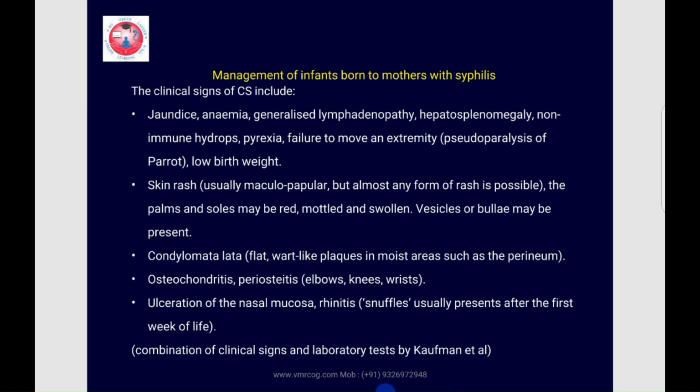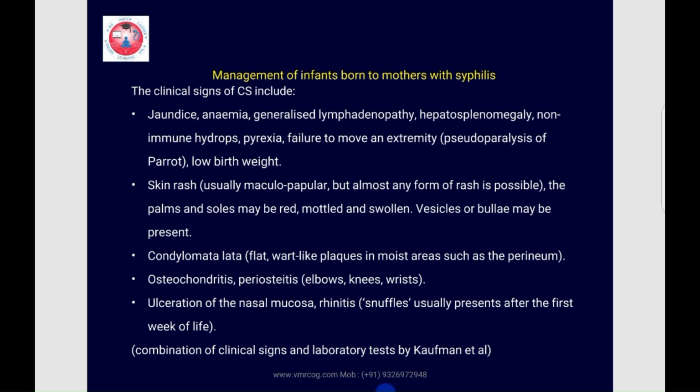Now let's see the management of infants who are born to mothers with syphilis. The clinical signs of congenital syphilis we have initially seen: jaundice, anemia, generalized lymphadenopathy, hepatosplenomegaly, non-immune hydrops, pyrexia, failure to move an extremity, that is pseudo-paralysis of Parrot, and low birth weight. These are the clinical signs of congenital syphilis.